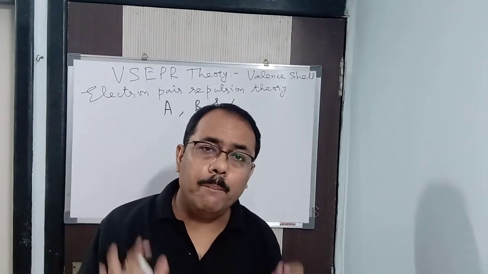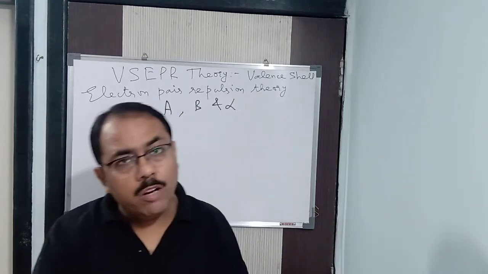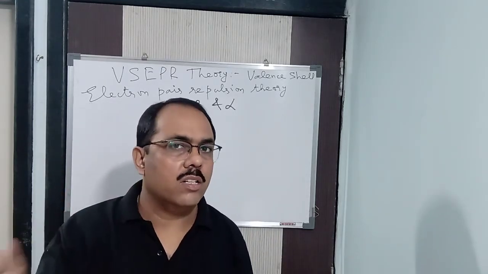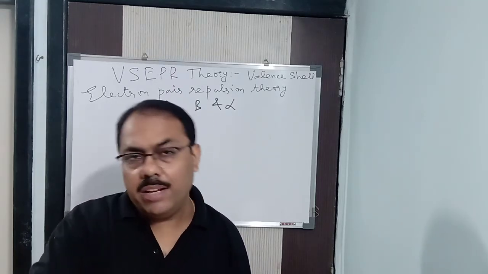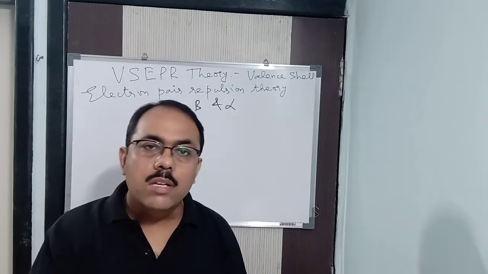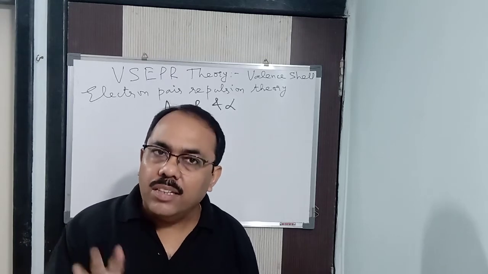A lone pair means a pair of electrons which does not participate in bond formation after the central atom has attained the octet structure. Once the central atom attains the octet structure, you will find some pair of electrons, either one pair, two pairs, three pairs, whatever it is, left which does not participate in bond formation. That is called a lone pair.